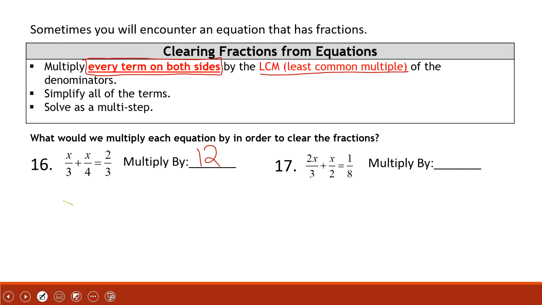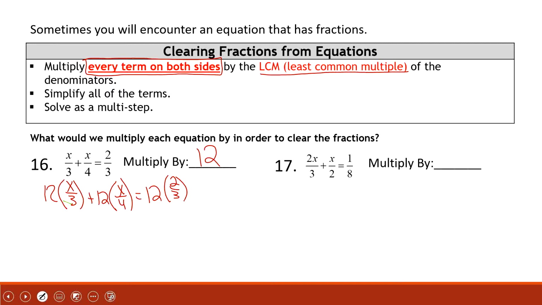So when I say everything, we talk about everything. I'm going to write down 12 times x over 3, multiplied x over 3 by 12, plus 12 times x over 4 equals 12 times 2/3. So now I've multiplied every term by 12.